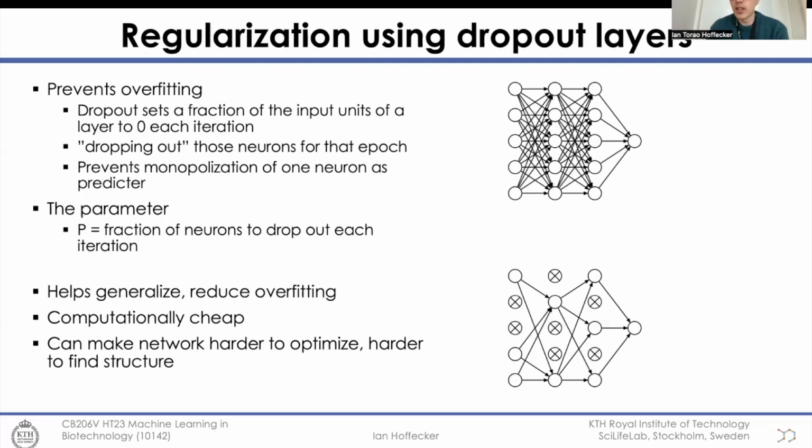And it has the advantage that it's computationally cheap, right? Just turning off neurons. One of the disadvantages is that it can make networks harder to optimize sometimes. You may have structures that require the interactions of groups of, say, three neurons. If you are always turning off one of those, then you may have a harder time detecting or catching those interactions.